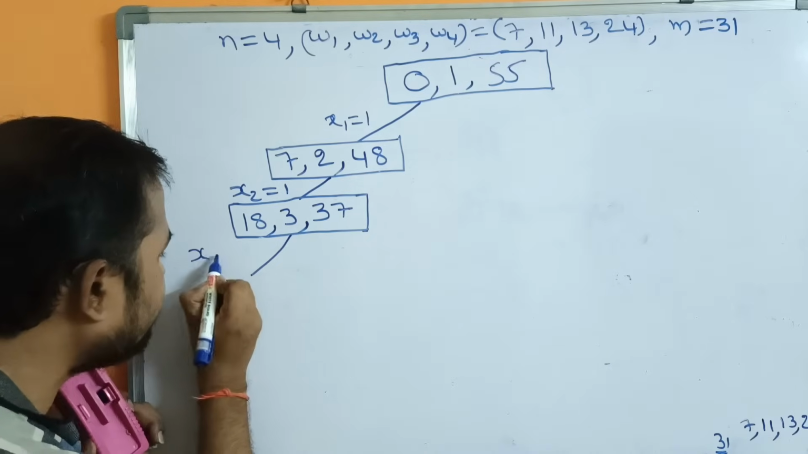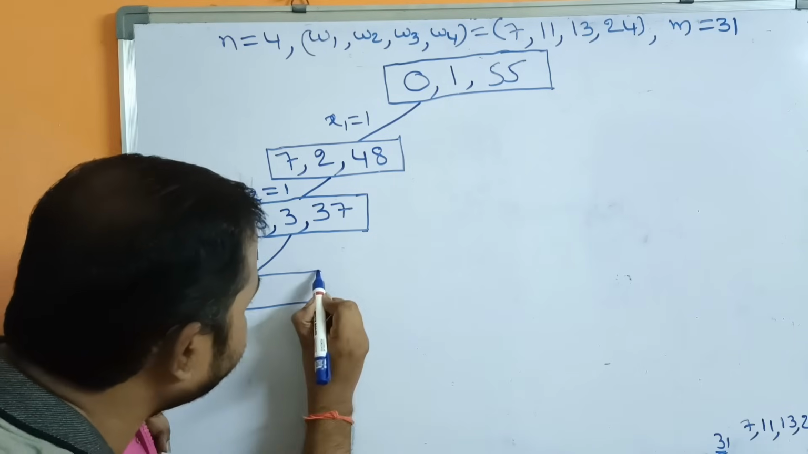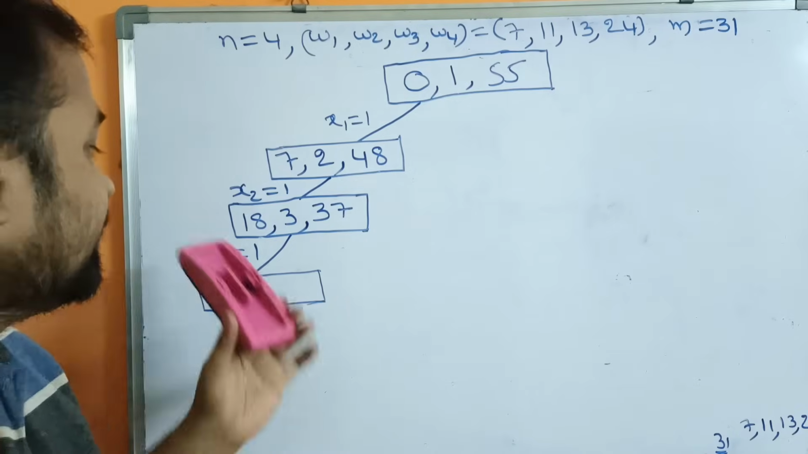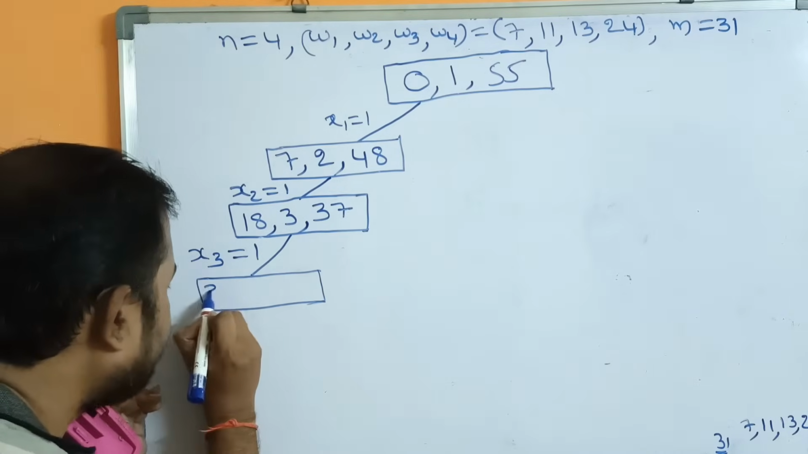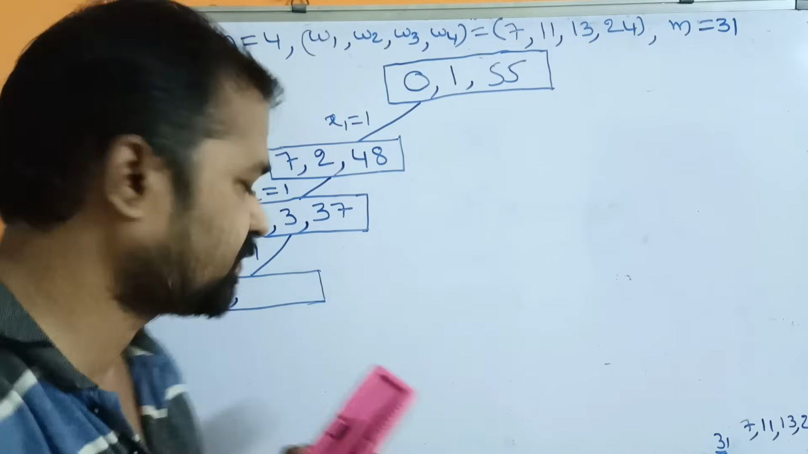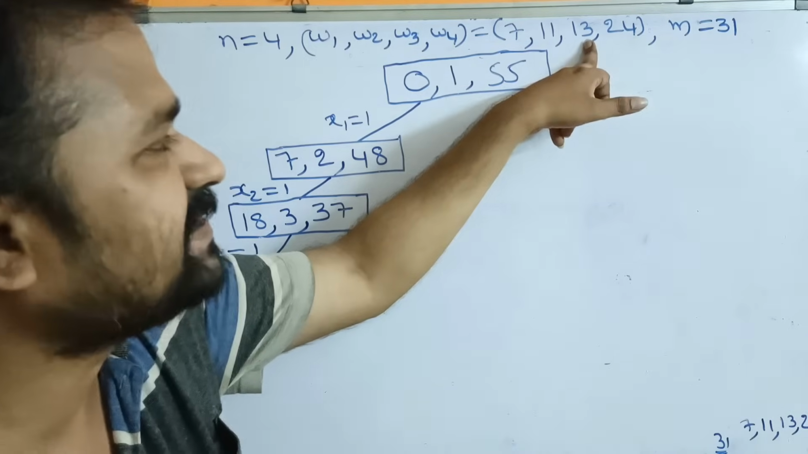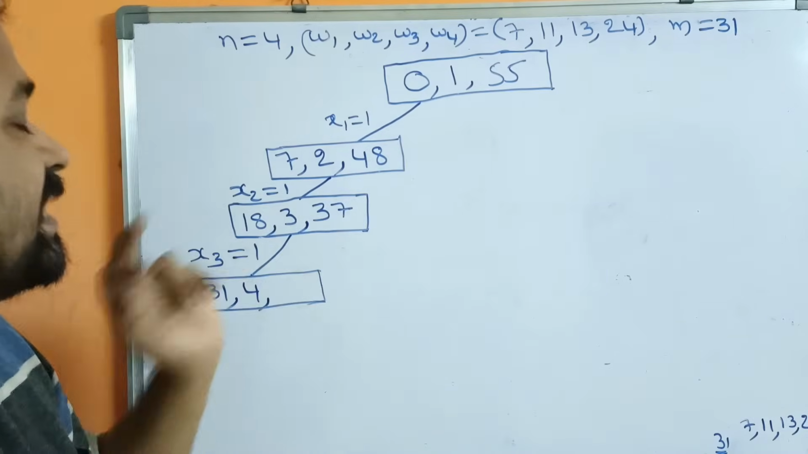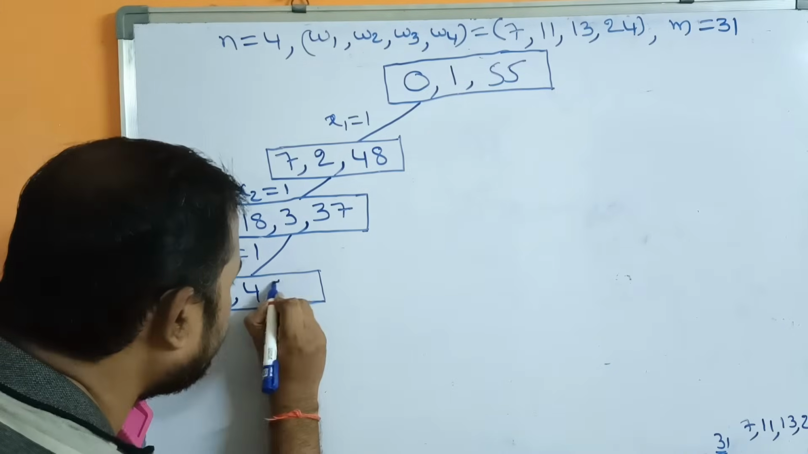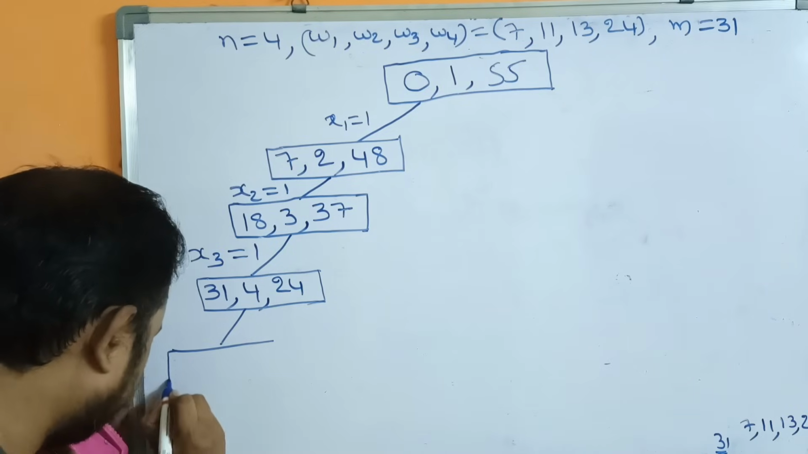So in the next level, we have to consider x3. If we consider x3, then what do we have to do? What is the third object weight? 13. So this 13 should be added to 18. 18 plus 13 means 31. 31 comma. In the next level, we have to perform the operation on the fourth object, so 4 comma. Here, what is the remaining sum? 37. The third object weight is 13, so 13 should be subtracted from 37. So 37 minus 13 means 24. Likewise, we have to go to the deepest level as long as there is no other node.